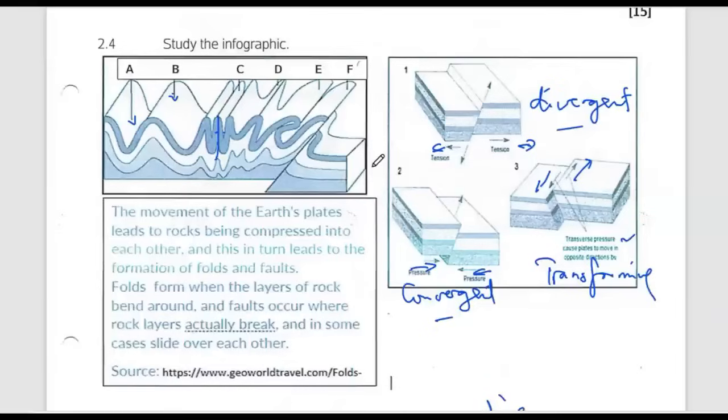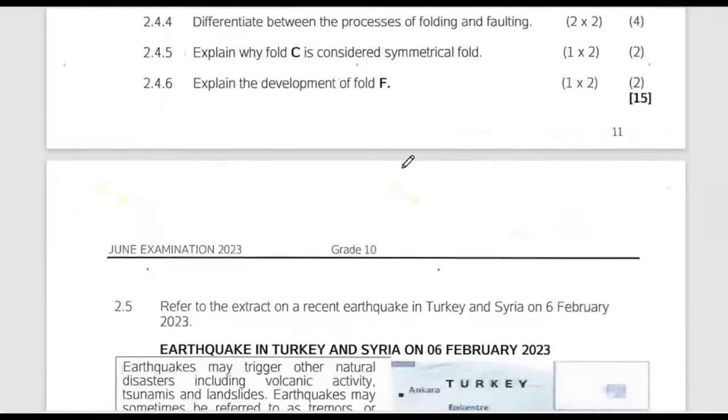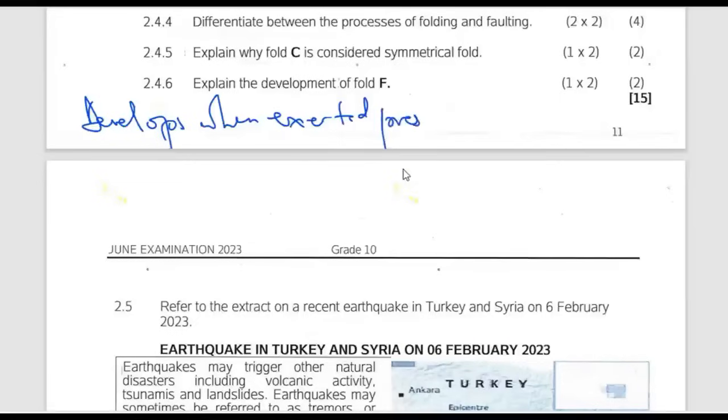Fold C develops when the exerted pressure is extreme. The pressure which is exerted on either side of the fold is extreme to the extent that it does not only end with folding, it even cracks and slides on the other limb of the fold because of the pressure which is very extreme. Right, that is the last one.